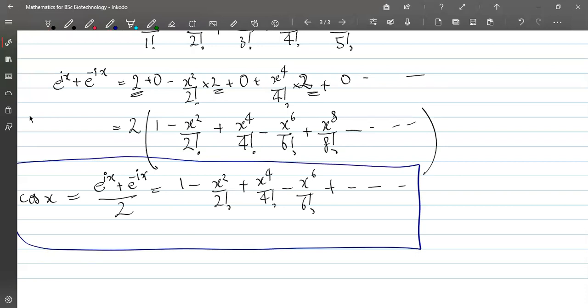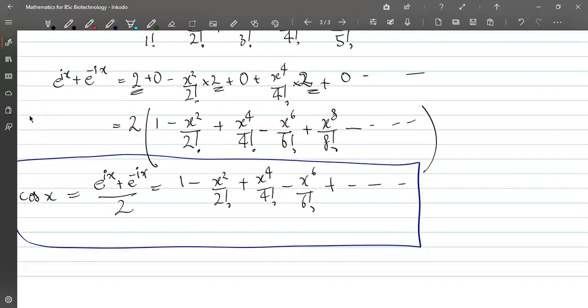This is an alternating series. Unlike the earlier one, this is an alternating series where you have plus, minus, and so on. But all the terms have even power of x. So x power 0 the first term, x square, x to the 4, x to the 6, and the denominator is the same thing with the factorial. So x square by 2 factorial, x to the 4 by 4 factorial, and so on. The series is very simple in pattern, easy to remember. So this is the series for cos x.